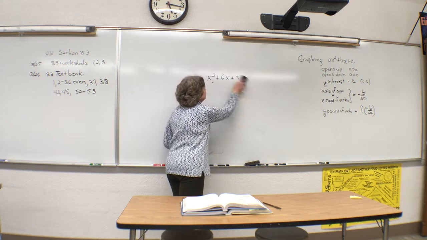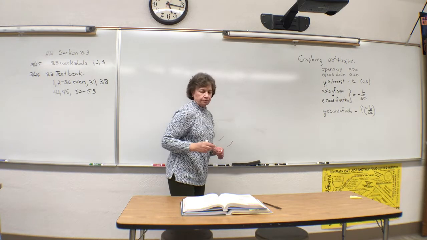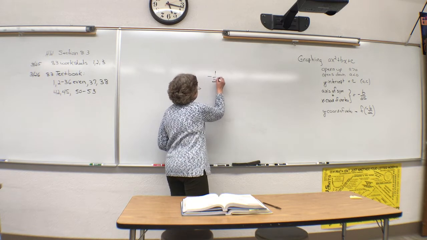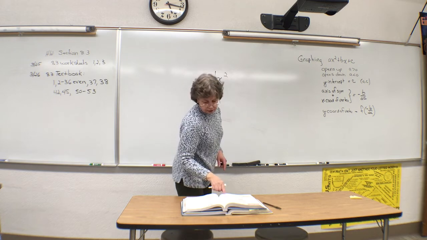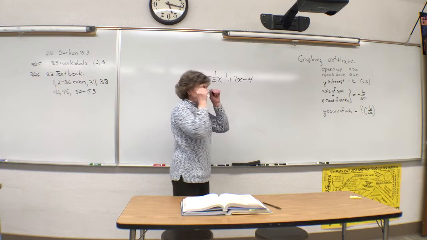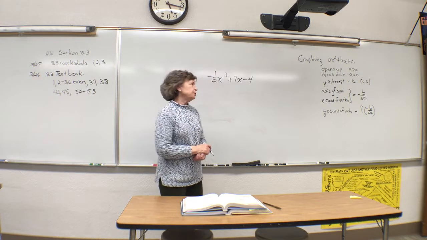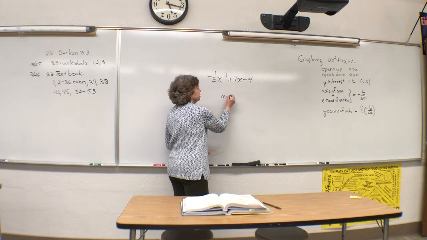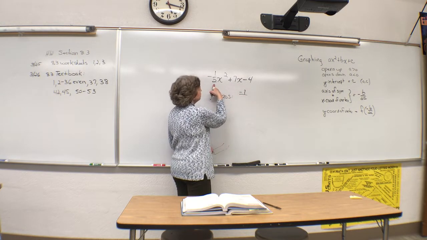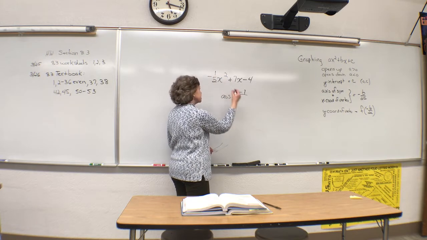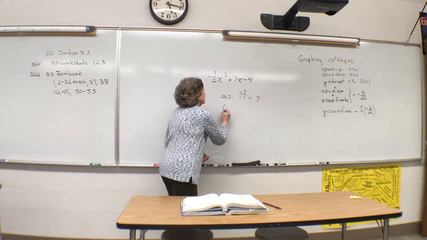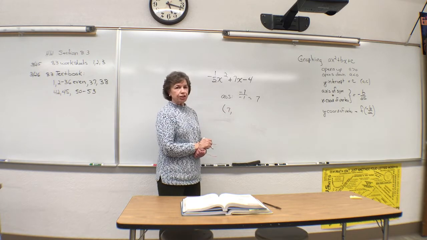And the last one is -1/2 x squared plus 7x minus 4. And again, we're looking for the vertex and the axis of symmetry. So the axis of symmetry is minus b over 2a. So -1/2 times 2 is going to be just -1. So I'm going to have an axis of symmetry at +7. That is also the x coordinate of our vertex.